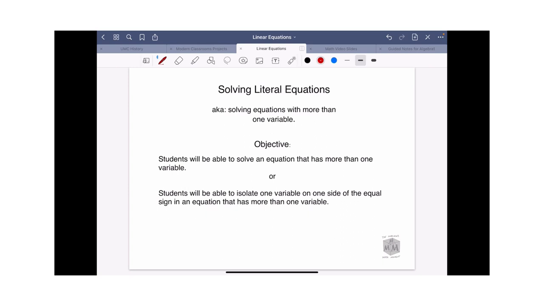We're going to be solving literal equations today, also known as solving equations with more than one variable. Our objective today, students will be able to solve an equation that has more than one variable. Or, another way to say that, students will be able to isolate one variable on one side of the equal sign in an equation that has more than one variable. All right, let's get to it.